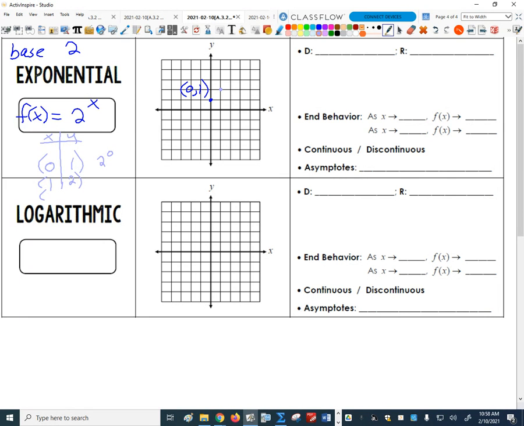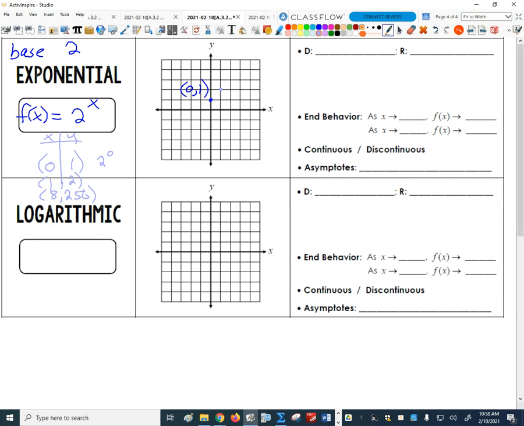If I put in a really big number, what if I put in something like 2 to the 8th? So I'm going to let x equal 8, and my output would be 2 to the 8th. Well, 2 to the 8th is 256. So it grows pretty fast, doesn't it? You can see that this function starts to really explode upward. It's going to go up very, very fast.